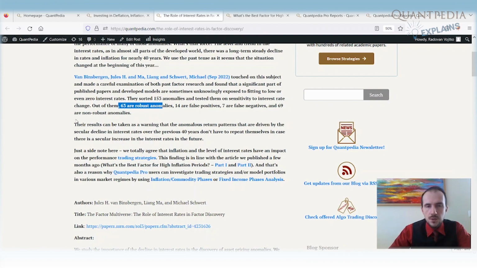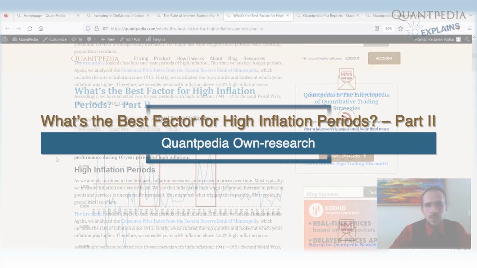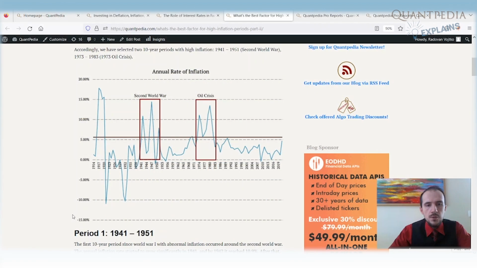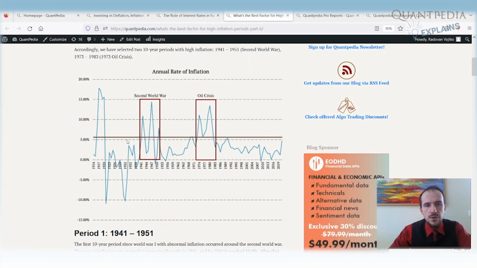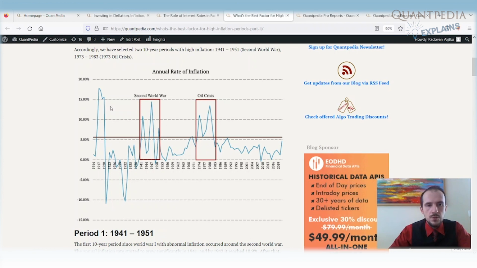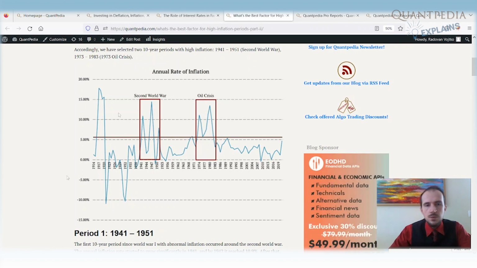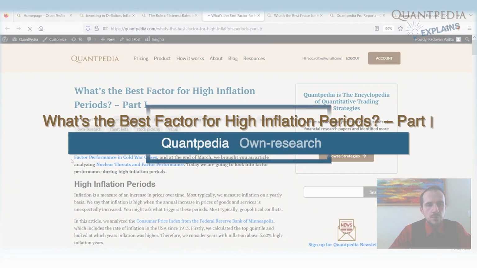We touched on this subject in our own article: what's the best factor for a high inflation period? We looked at multiple periods with a high annual rate of inflation, using data from over 100 years. There are three notable periods: the First World War, the Second World War, and the period of the oil crisis. The current period is the fourth. What is the performance of factor strategies during these periods, and what is the best factor for a high inflation period?